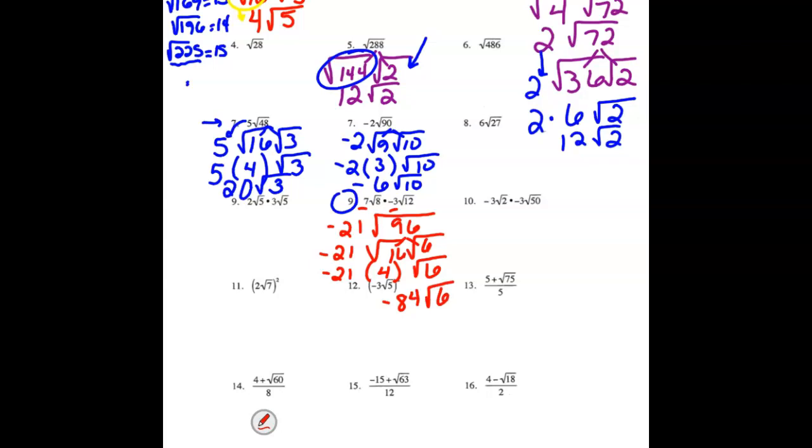All right, question 10. We have negative 3 root 2 times negative 3 root 50. Again, if we multiply the pieces that are outside together, we get a positive 9. And if we multiply the pieces that are inside together, 2 times 50 is 100. Now 100 is a perfect square. Its root is just a 10. So this becomes 9 times 10, which would simplify down to just being 90.